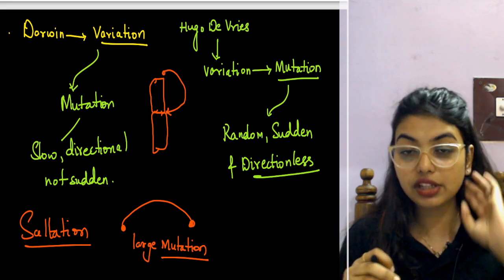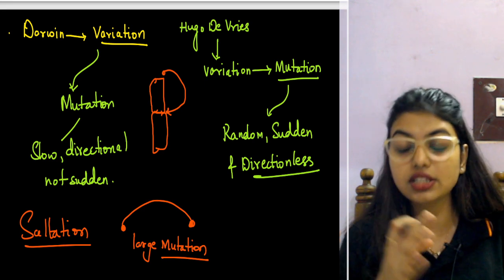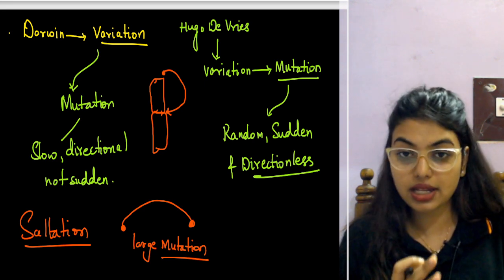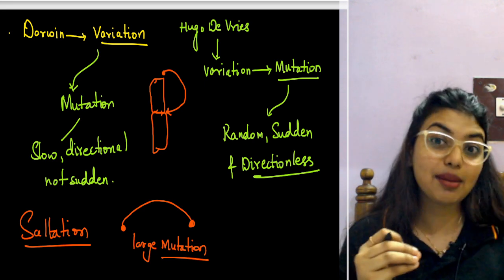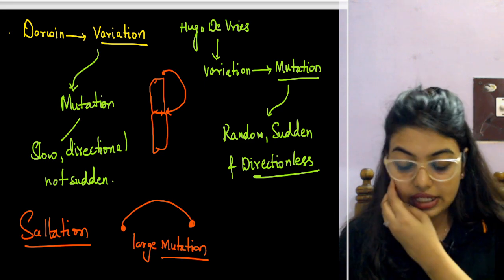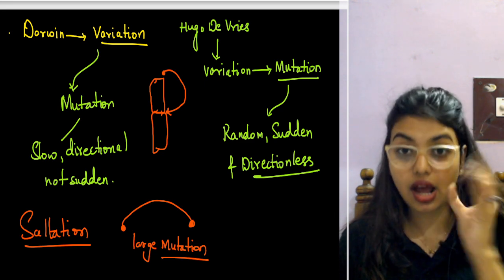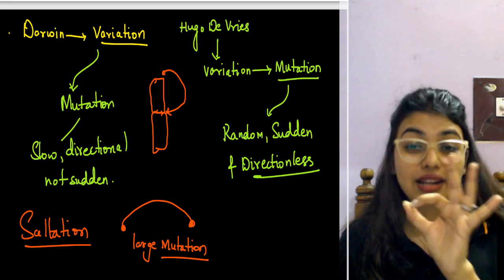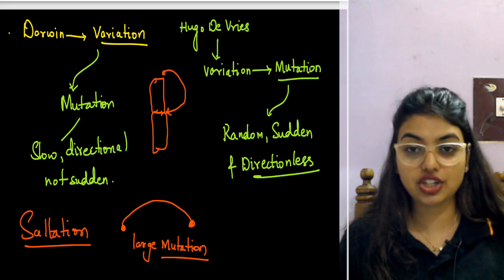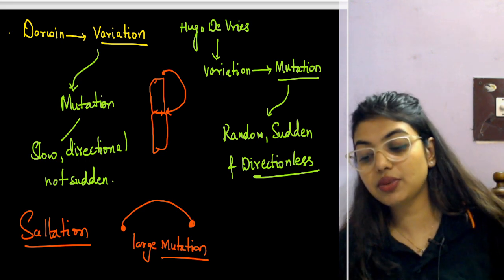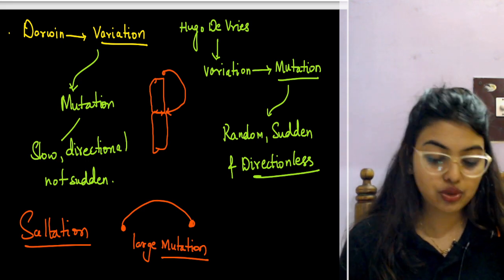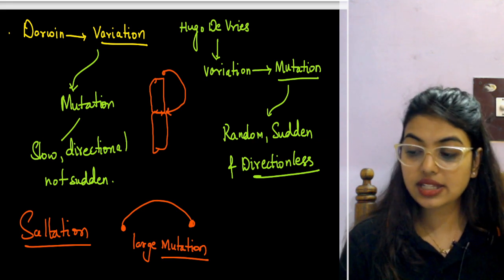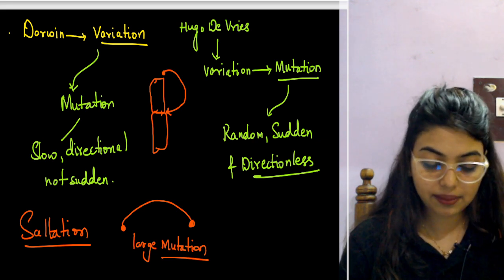He worked on evening primrose, which you can also call Oenothera lamarckiana. It's very funny that it's lamarckiana. So he told that mutation is actually large. It's a sudden, random, directionless change. Darwin's variation was gradual, small, directional. Hugo de Vries's was fast, sudden, large, and directionless. Got it?